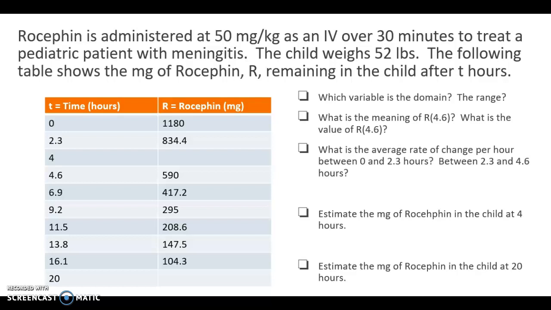This time we are looking at a function that is represented with data. So let's read the intro. We have Rocephin, and it is administered at 50 milligrams per kilogram as an IV over 30 minutes to treat a pediatric patient with meningitis. The child weighs 52 pounds. The following table shows the milligrams of Rocephin, represented by R, remaining in the child after T hours.